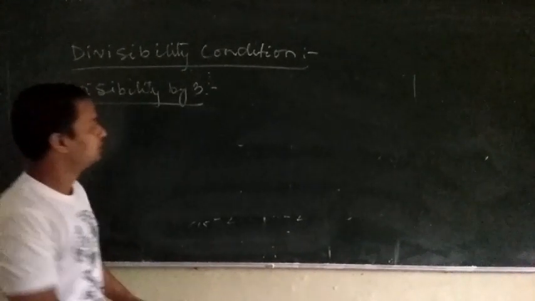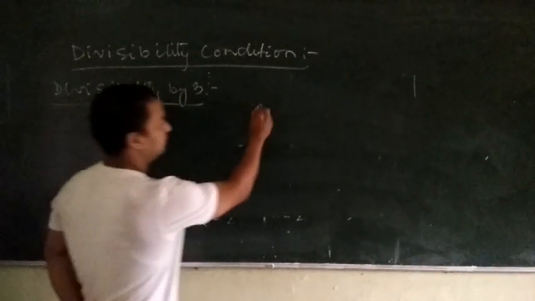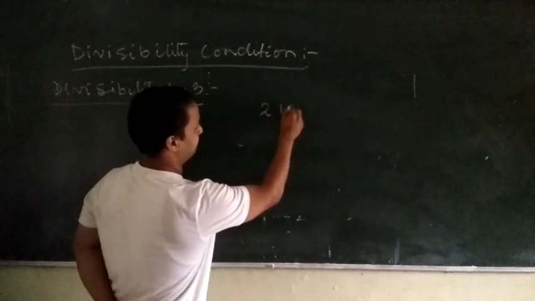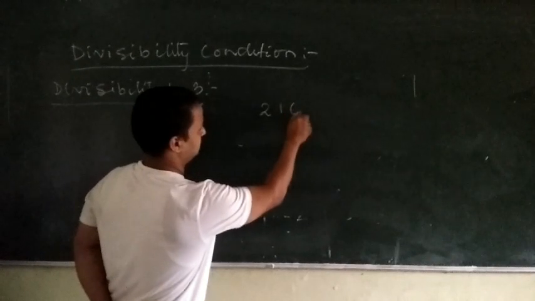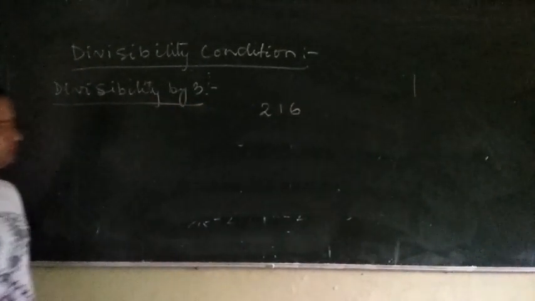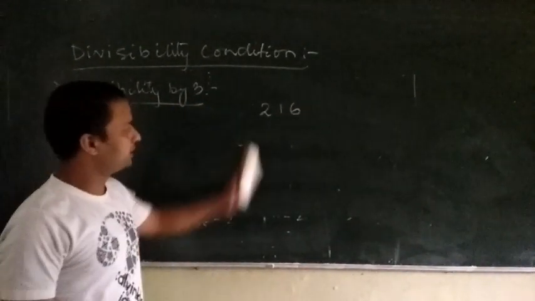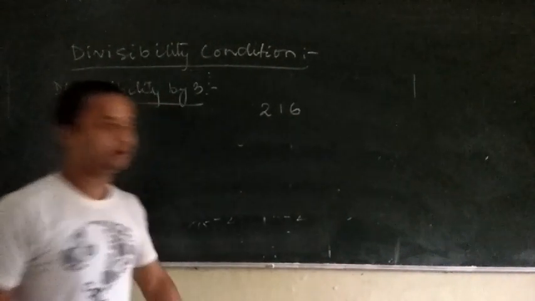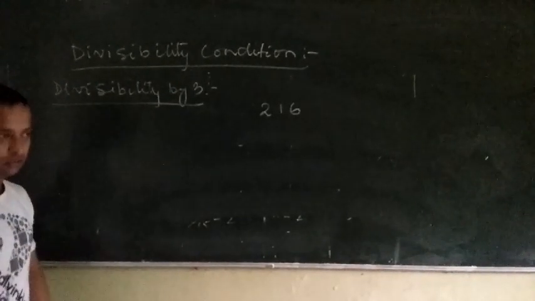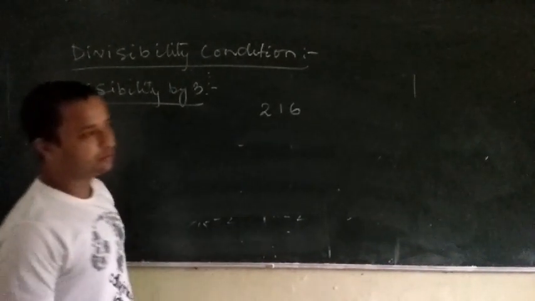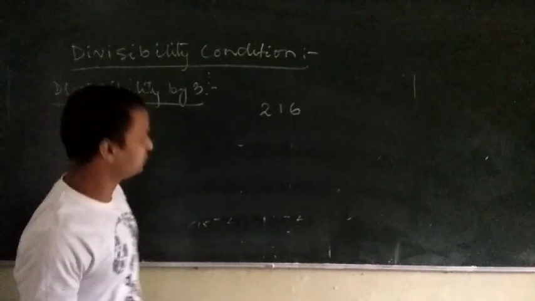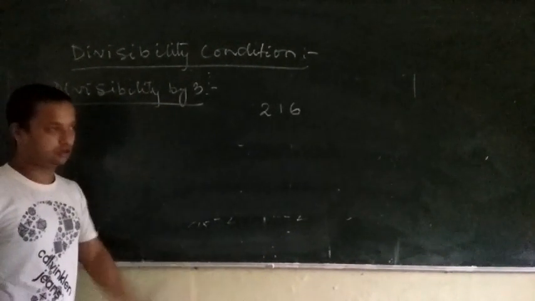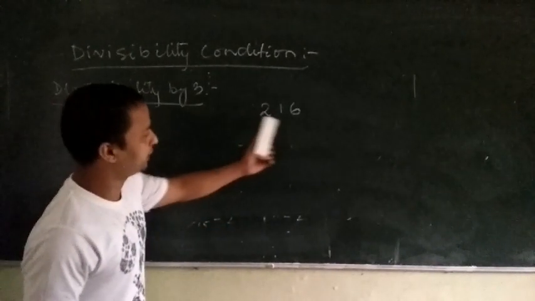Let's say, suppose a number is given, 216. It is not 206, it is 216. Whether the number is divisible by 3 or not. We can divide it and see whether it is divisible or not.